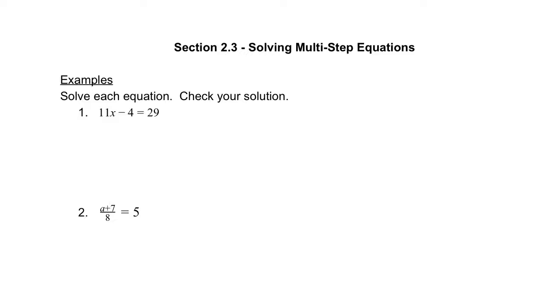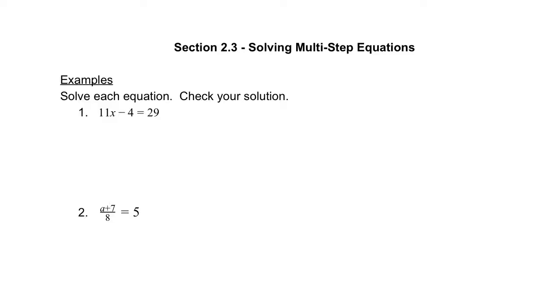I'm here today to teach you all about the joy that is solving multi-step equations. So we're going to put together all of those things that we talked about yesterday about solving single-step equations, and these just are going to take one or two extra steps. So let's look at number one. We want to solve for x in this equation. We've got 11x minus 4 equals 29.